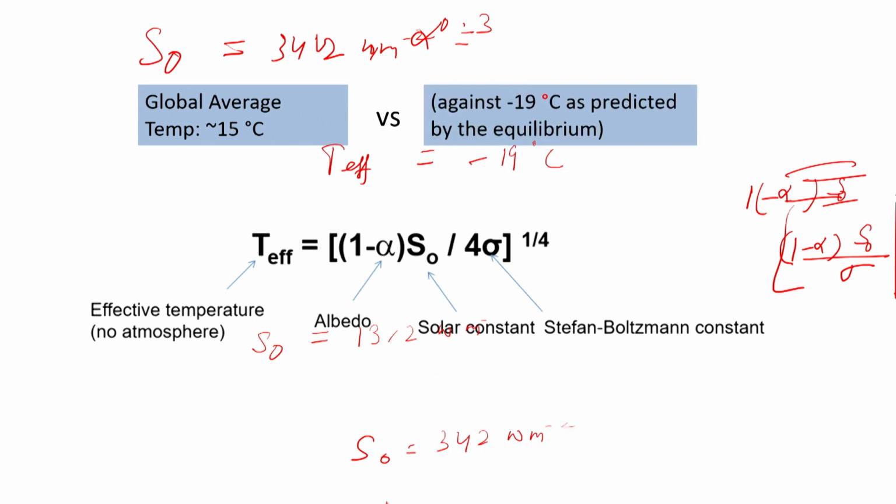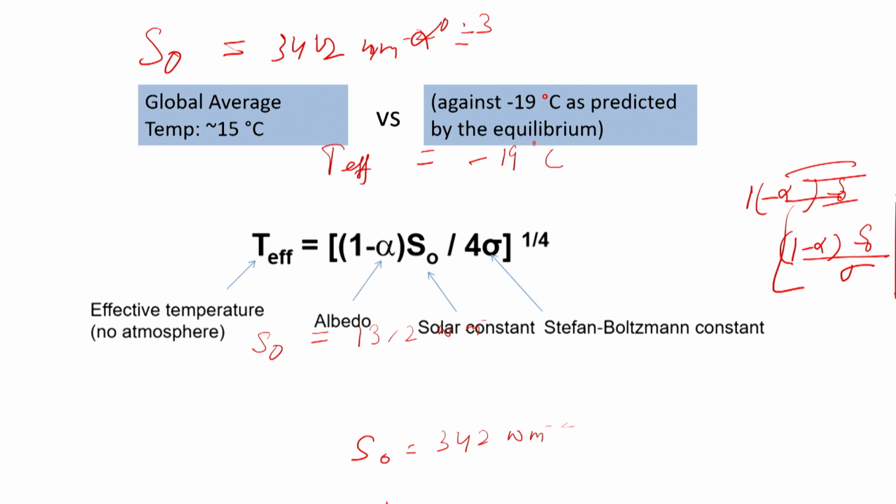Now, the point is that if you see the global average temperature, today or a few years back, today it is a little bit higher, but the measured temperature is about 15 degrees centigrade or so.